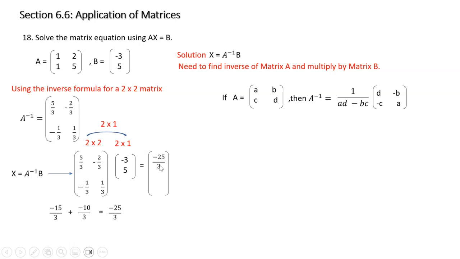That's the X part. Now to find the Y part, we're going to multiply negative 1 third times negative 3, which will give us 3 over 3, right? Plus we're going to multiply 1 third times 5, which will give us 5 over 3. After we add them, it's going to give us 8 over 3. So this is my solution, guys. Negative 25 over 3 and 8 over 3 is my answer.